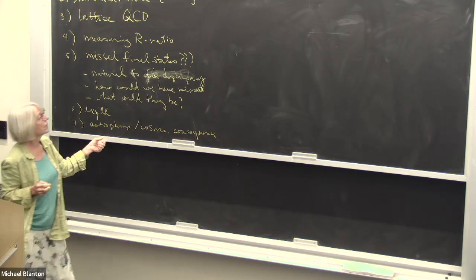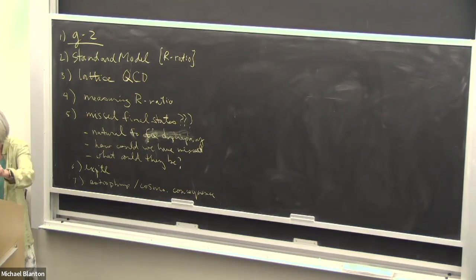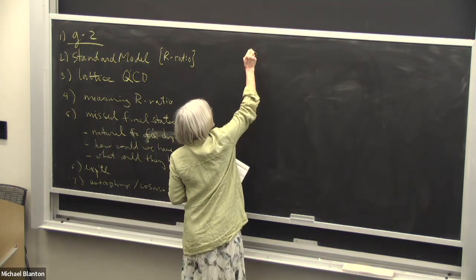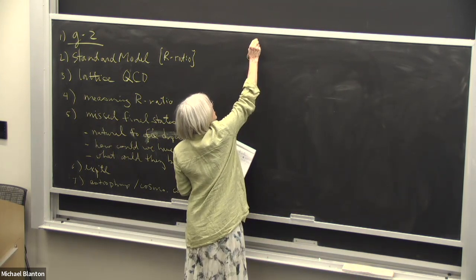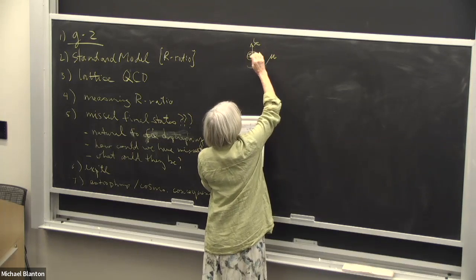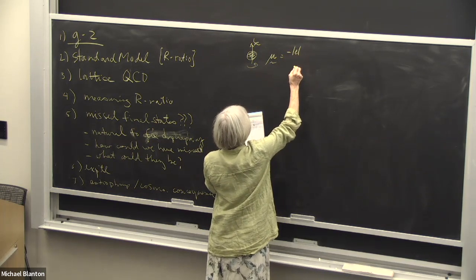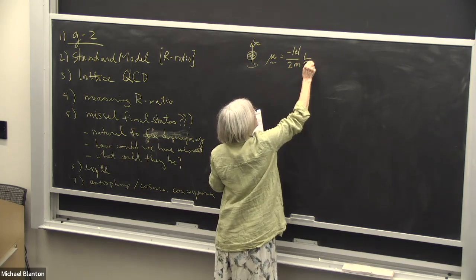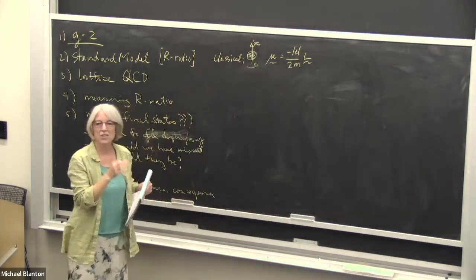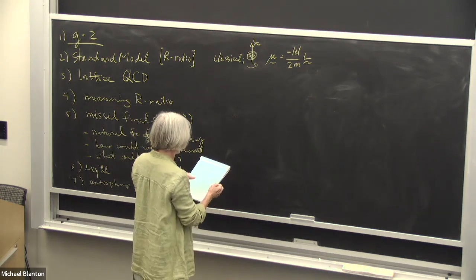Okay, so g minus 2. Where should I put the pictures of g minus 2? Maybe I'll put them here. I'll start by reminding you that classically, if you have a spinning bunch of charge with some angular momentum L spinning here, then the magnetic moment, if the charge is e, well, if it's a negative particle, by definition we define it this way. So that's classically, and that's assuming the distribution of charge is the same as the distribution of mass. That's why the moments of inertia cancel out.